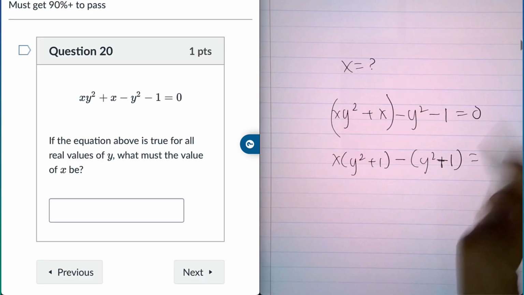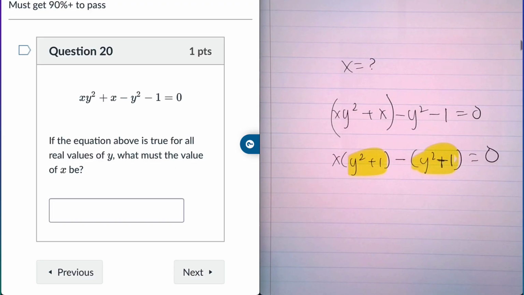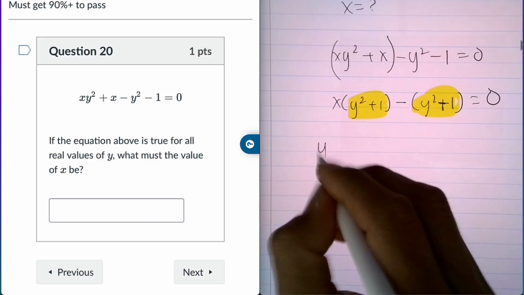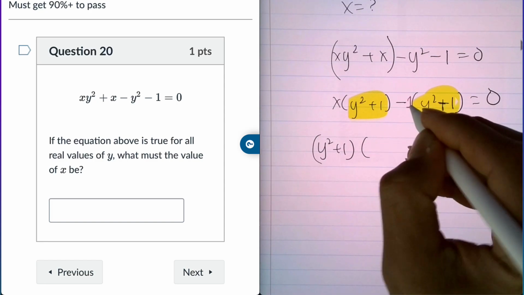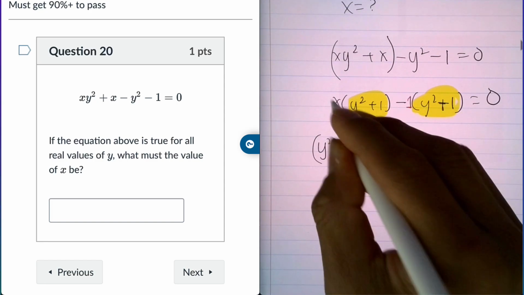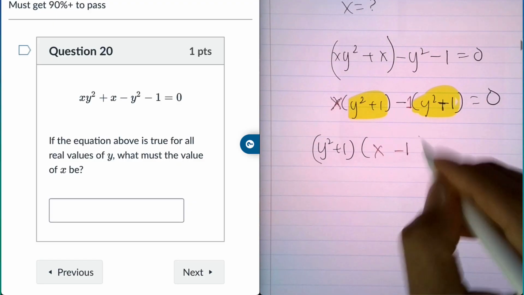If you could see through this, you will notice that y squared plus 1 can be factored out. Y squared plus 1 outside. And there's an implied 1 here, so please don't forget that. Minus 1. I'll call this x in red. Okay, so that's what we have.